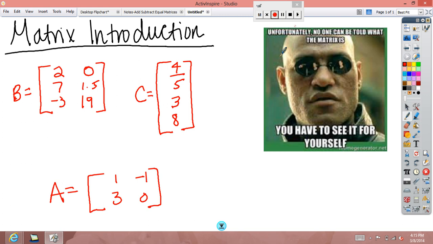So it always reminds me of this quote from there that says, unfortunately, no one can be told what the Matrix is. You have to see it for yourself. And so that's what we're doing now, is you guys recognizing this on your own. So let's get started here.